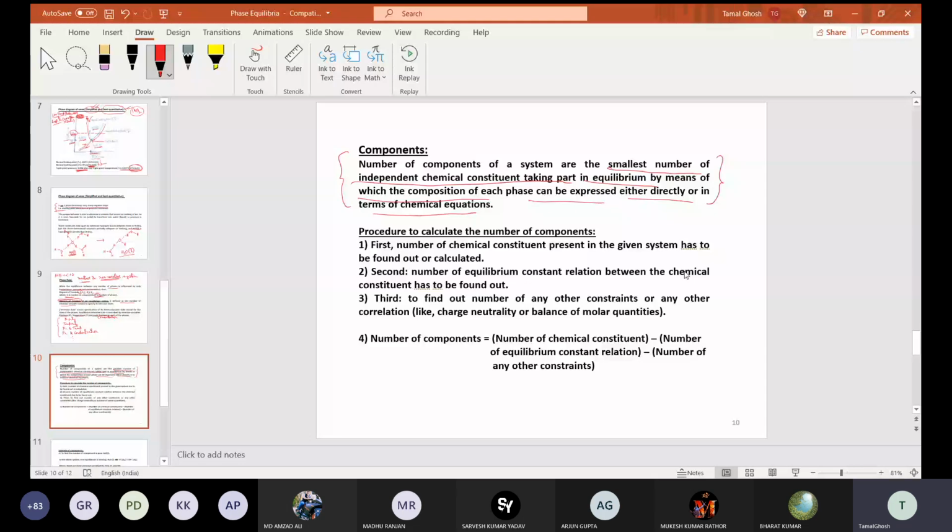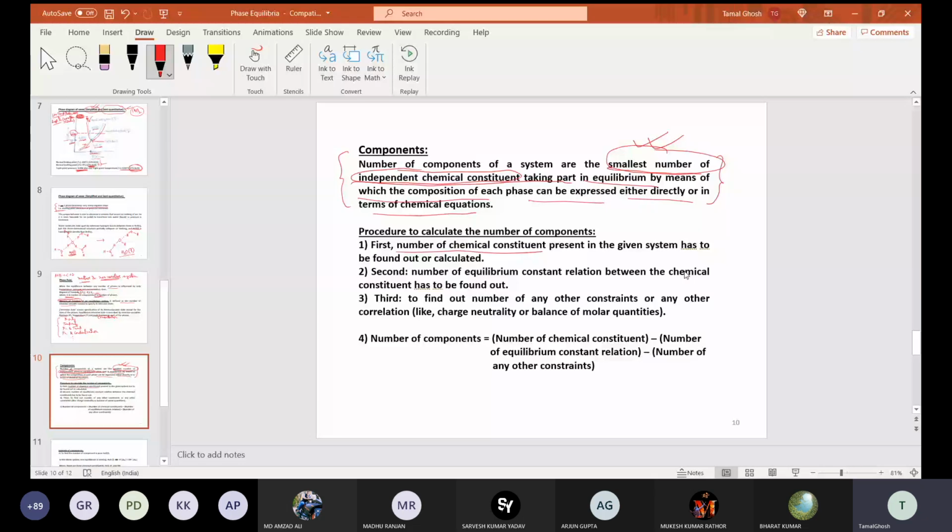Now, what we are actually finding by these components, remember, is the smallest number of independent chemical constituents. This thing we are actually finding is nothing but our component. So to find the component, first you have to search for the number of chemical constituents present in the system, however many there are.